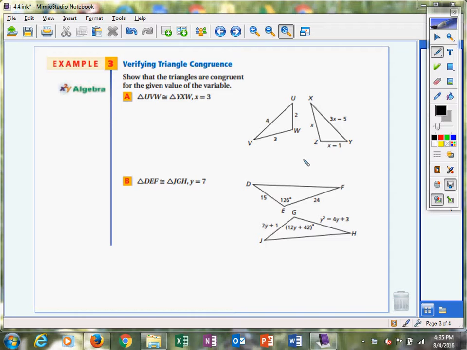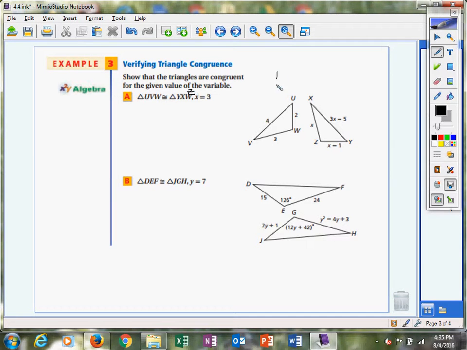So what they gave us in letter A is that triangle UVW is actually congruent to triangle YXW, or should that be YXZ? That's probably what it's supposed to be. I was like, that doesn't make any sense. And then x equals 3. So we have to do some verification.